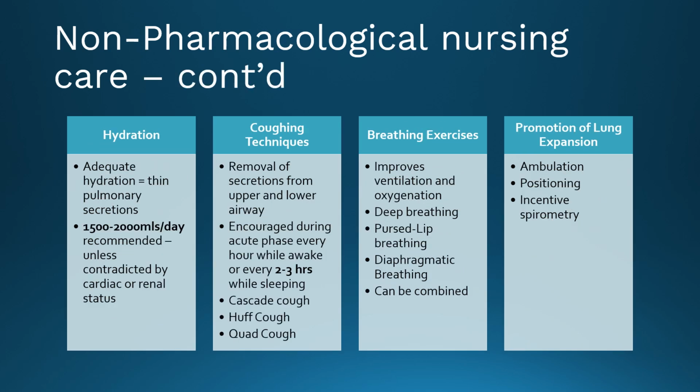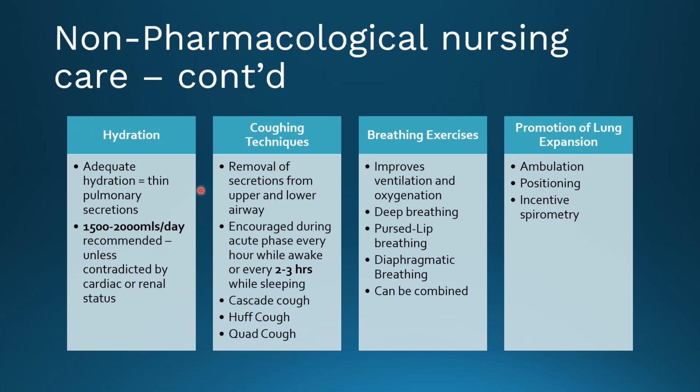Other ways we can reduce the viscosity of a patient's mucus production is through hydration. So making sure the patient remains adequately hydrated, as that produces a thinner pulmonary secretion. Appropriate hydration in order to produce a thin pulmonary secretion is 1,500 to 2,000 mLs a day. So that is recommended unless it's contraindicated by a renal or a cardiac disease.